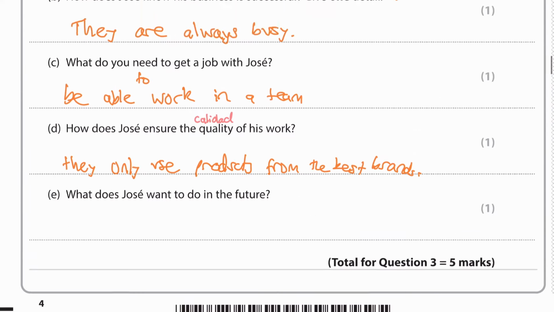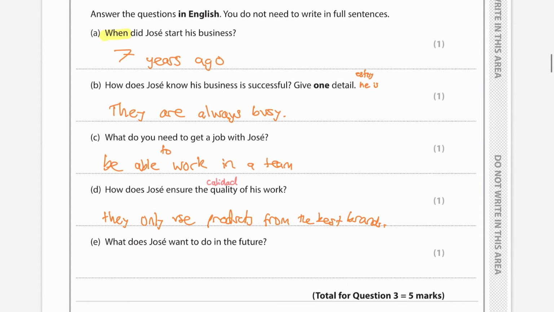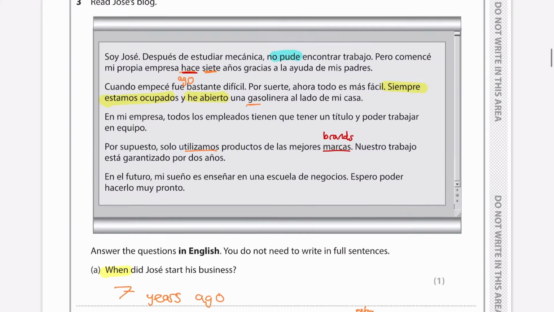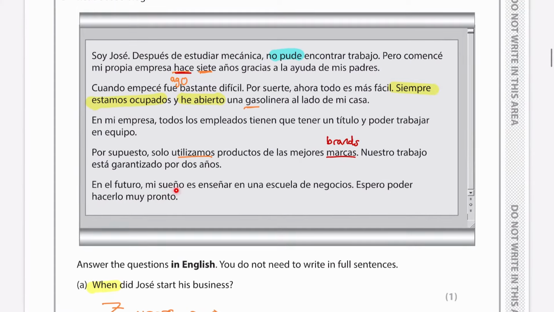Okay. Last but not least, letter E. What does Jose want to do in the future? So it's going to be in the final bit here. En el futuro, mi sueño, my dream.